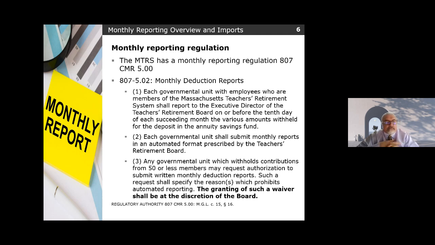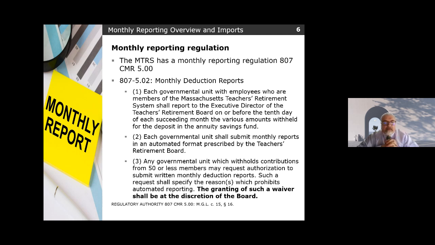Each district is required to send in one report. That's consistent both within the statute and the regulation. You can send multiple payments if you'd like to. The statute does allow for it, so we allow for it. But there has to be exactly one report per employer per month. That report has to be electronic, and it has to be submitted to us via MyTRS.